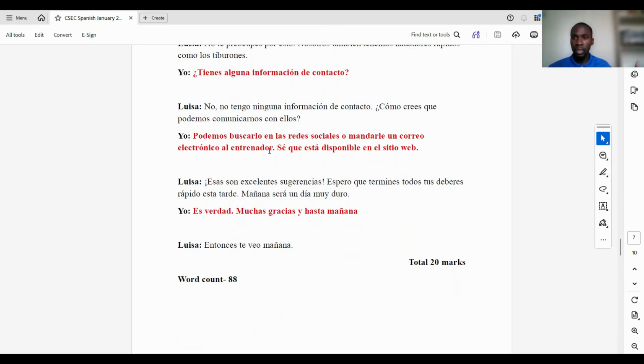So obviously, we talked about the existence of a website. So that's one way. Podemos buscarlo en las redes sociales, so we can look for them or search for them on social media. O mandarle un correo electrónico al entrenador, or sending the coach an email, right? Sé que está disponible en el sitio web. I know that it is available on the website. So those are the two suggestions when it comes to getting in touch with the team. Muy bien, muy bien. All right.